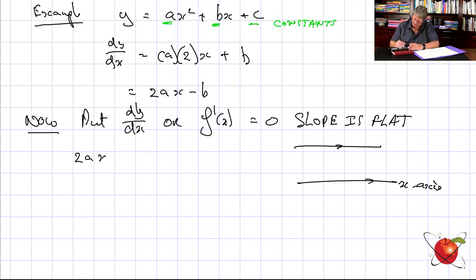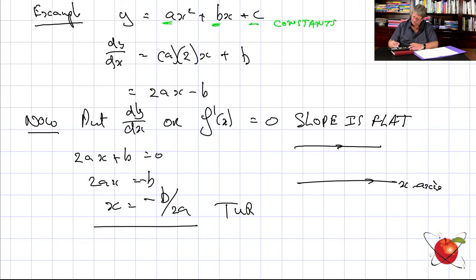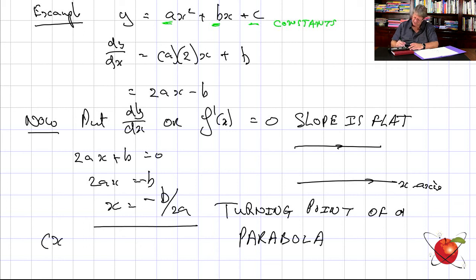So we say 2ax plus b must be 0. Therefore, 2ax equals minus b. Therefore, x equals minus b over 2a. What is this? This is the turning point of a parabola. This is the x coordinate of the turning point of a parabola.